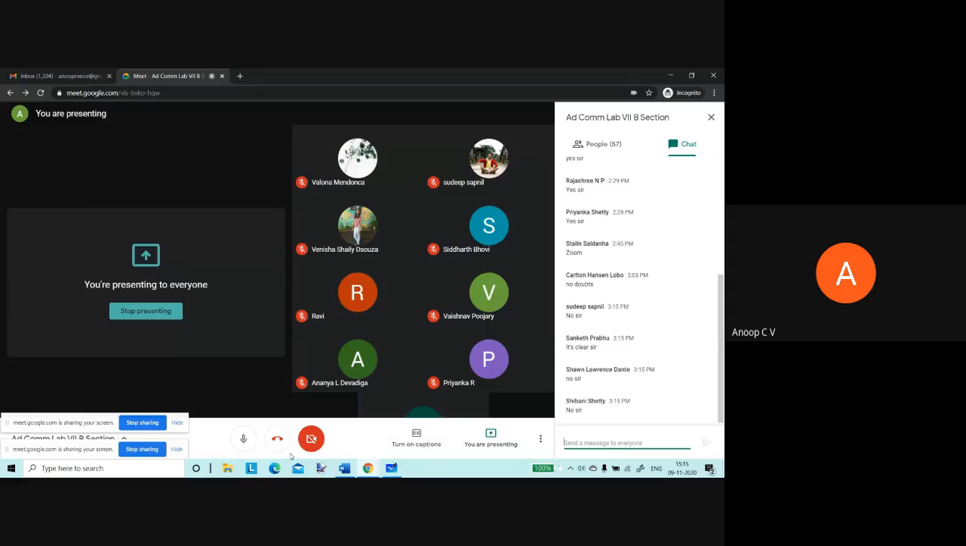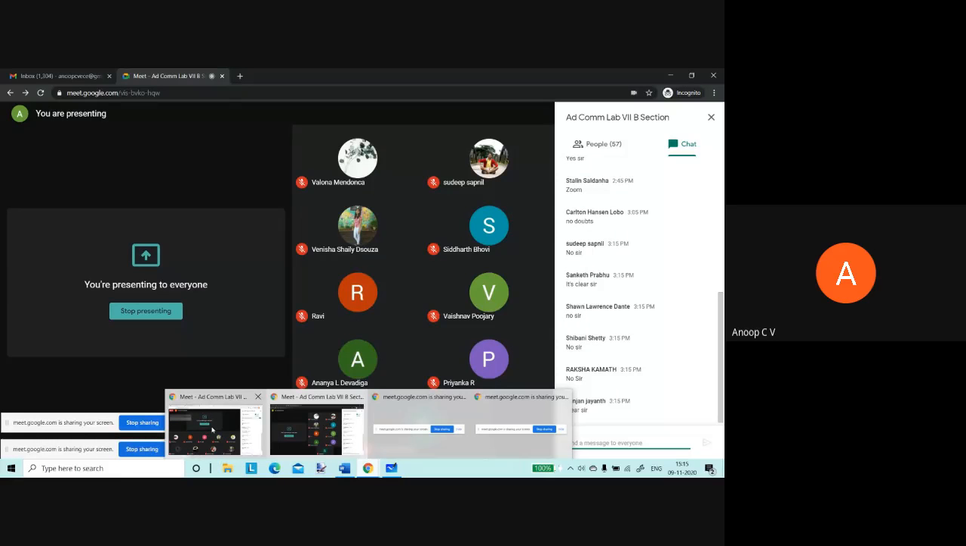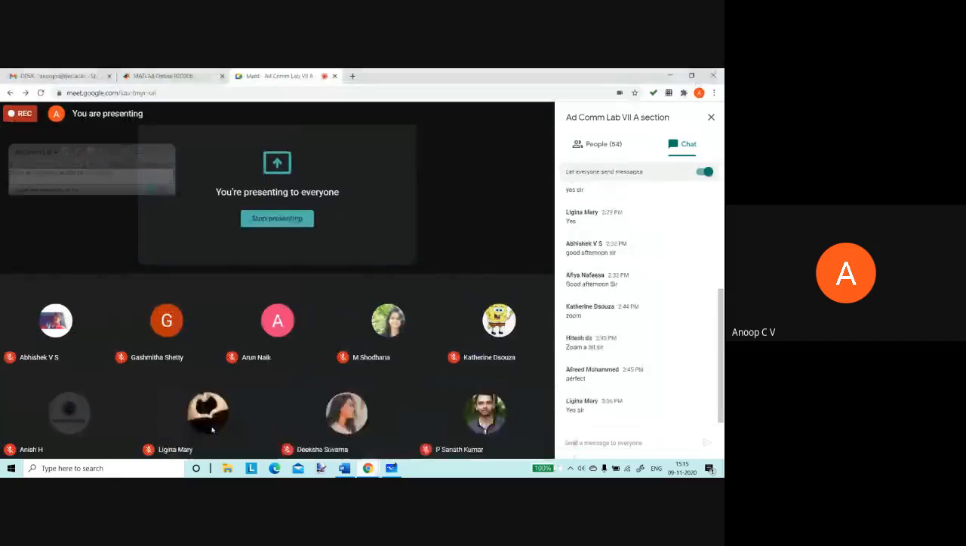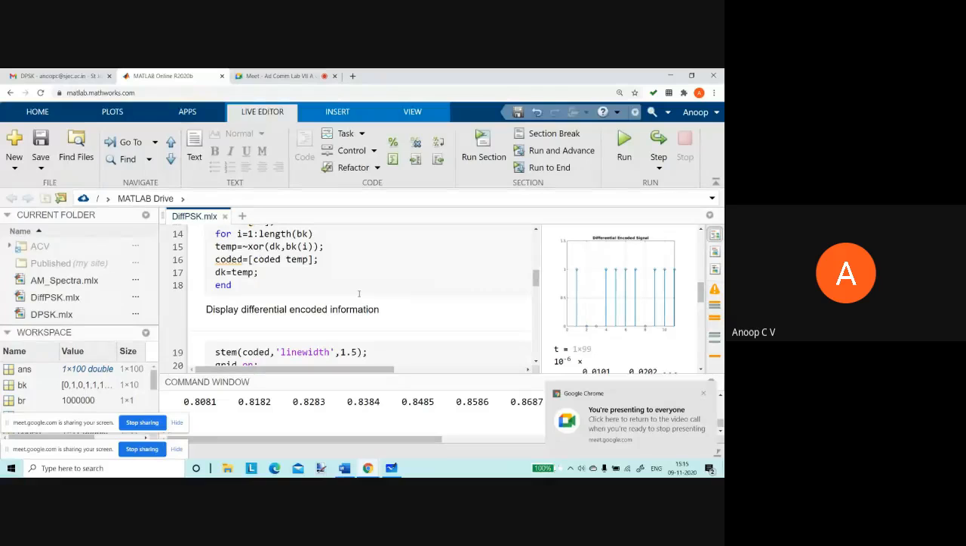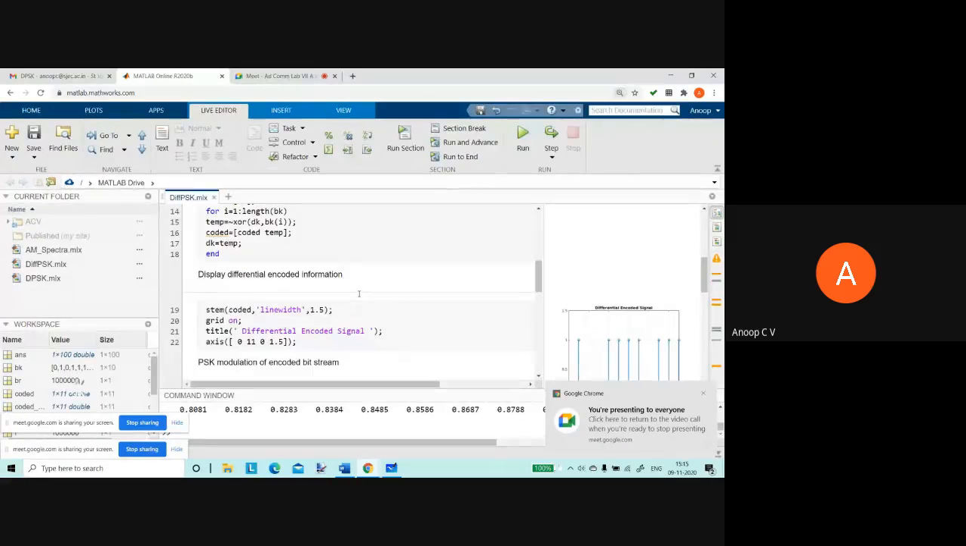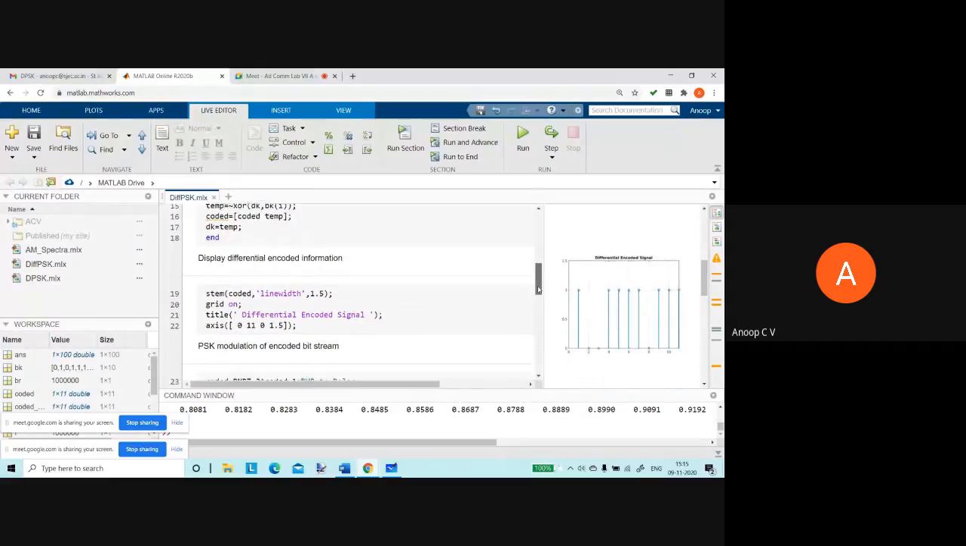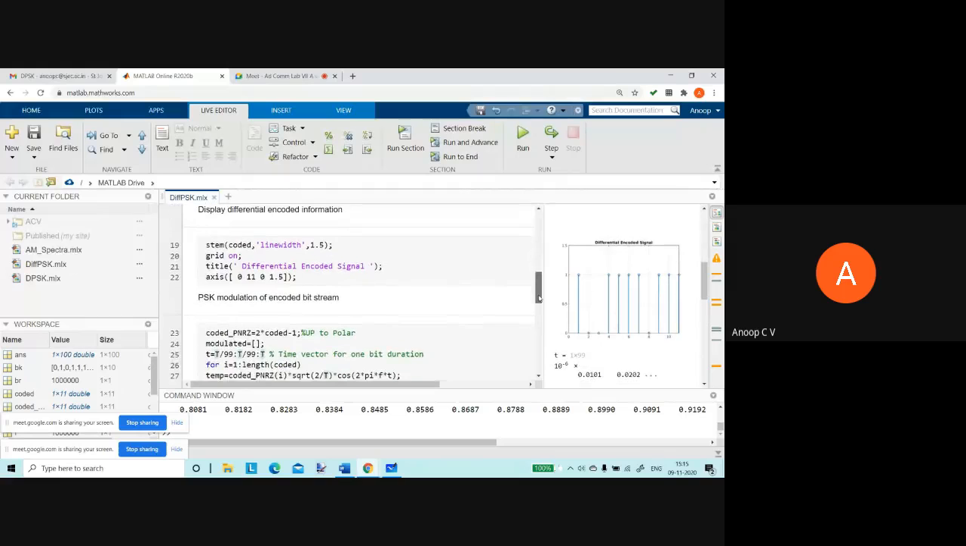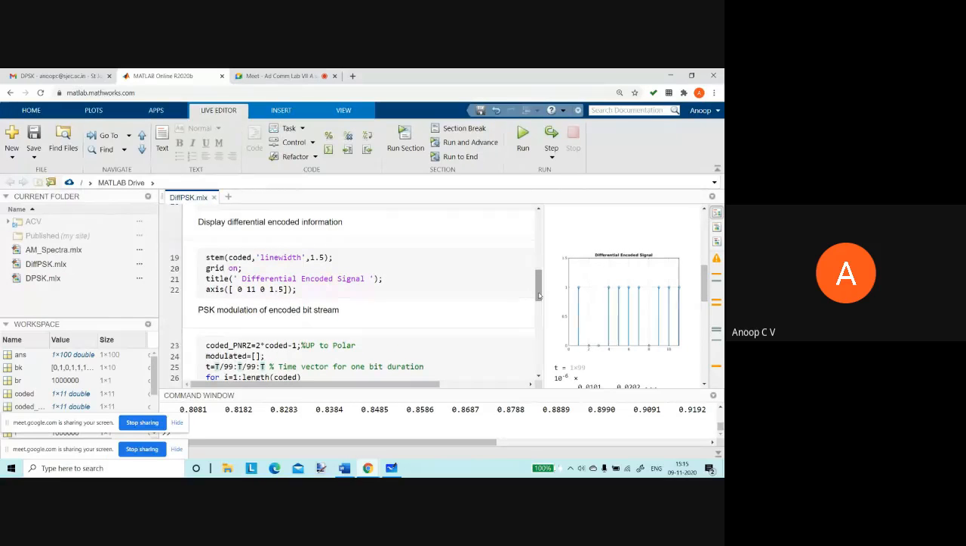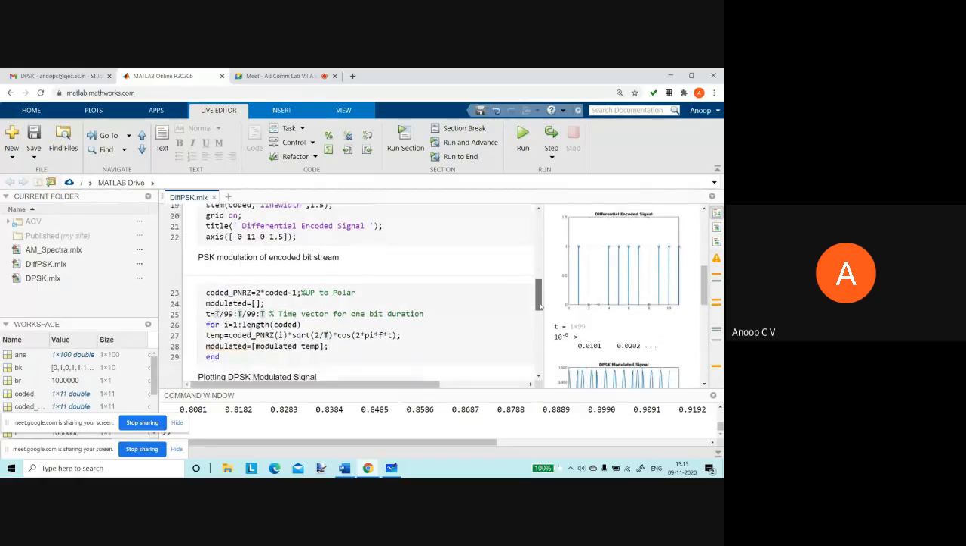Okay, fine. So now we'll move on to the simulation part. Again, I'll just zoom it out a bit. Is this visible with the zoom level? I would be happy if someone can unmute and tell. Yes, sir, visible. Okay, fine. Thank you.